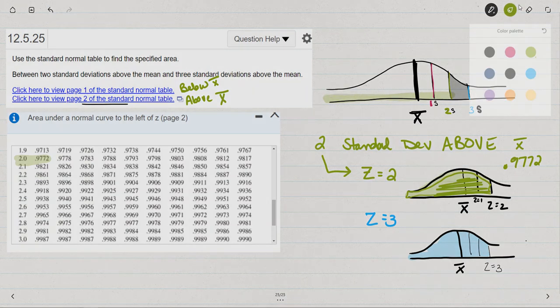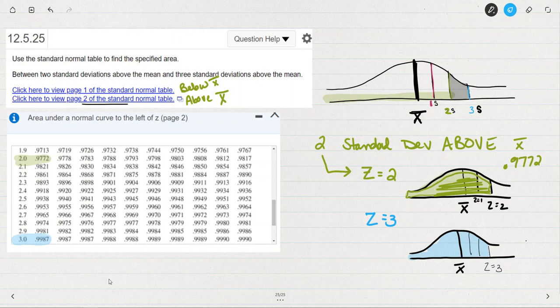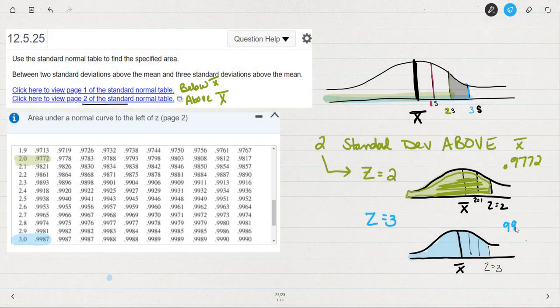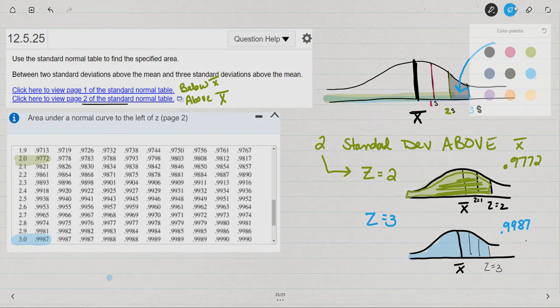And now if I use the chart, I can see that 3 standard deviations, 3.00, is 0.9987, and 3 standard deviations would go to here. Let me write that number down, 0.9987. So what I'm trying to find again is that gray shaded space right here, which is going to be the difference. Let me show you, just in case you're not seeing that, one other way.